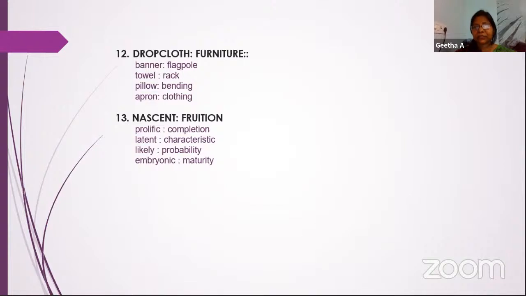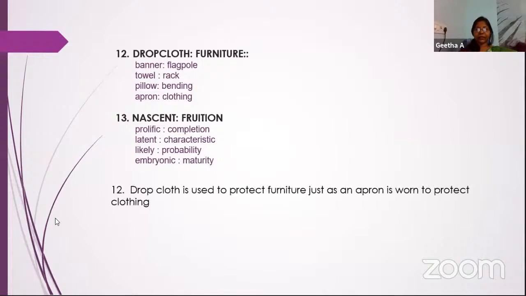Yes, nascent means initial stages. Yes, a starting off. Mahesh seems to have given 4 as the answer, right? Okay, so we will see what might be the answer here. Yes, we will look into the answers. So the first one is like the drop cloth, as we saw there. It is used to protect furniture. The same way, an apron when we wear it protects our clothes. So that is the relationship between those two, right? Protecting.